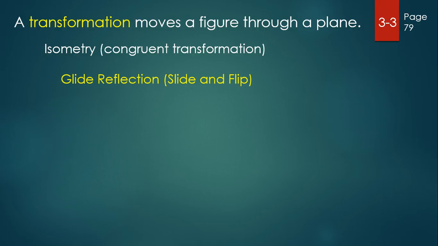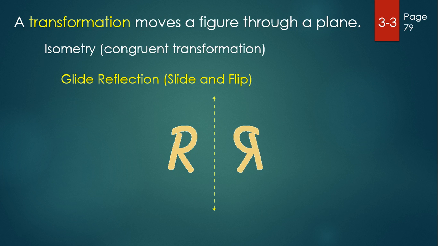Now there is a kind of transformation that combines two of these transformations, and that's called a glide reflection, which combines both a slide and a flip in either order. So we could, let's say, start with this letter R and flip it across this line. So we're reflecting it across the line, and then slide it, translate it down. And we have completed a glide reflection on the original shape.